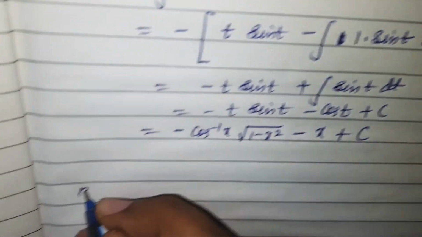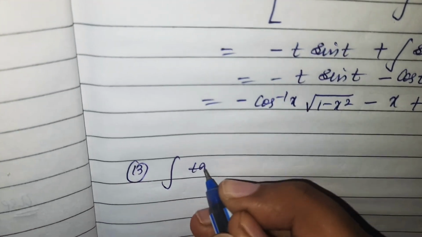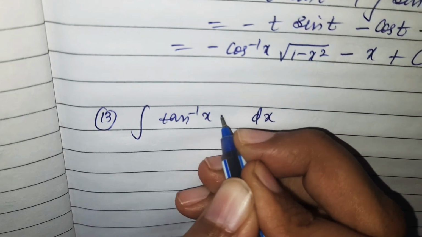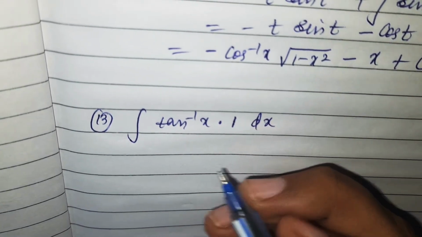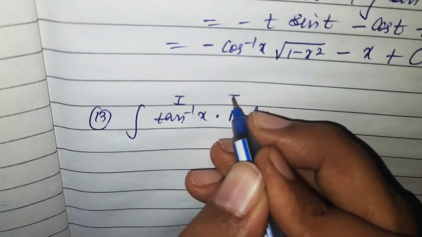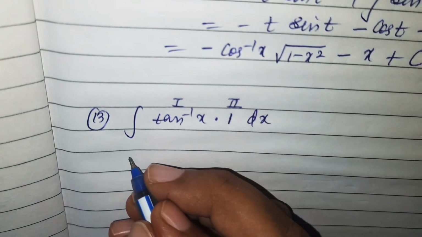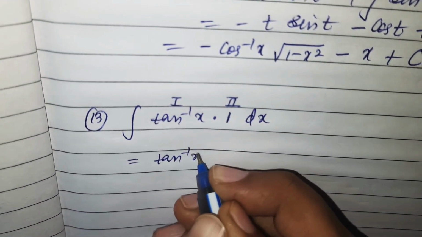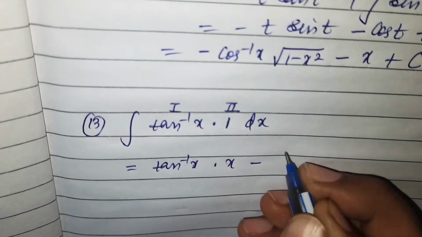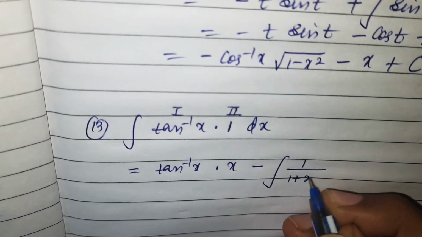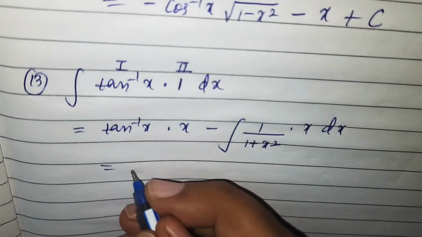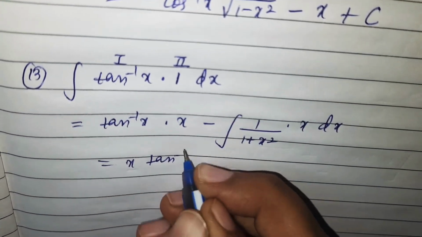Now come to question number 13. In question number 13, we'll have tan inverse x only. So what you need to do? Can we write it as 1 times tan inverse x? So tan inverse x is your first function, and 1 is your second function. First function same, integration of second function, minus integral of 1 upon 1 plus x square into x dx. So x tan inverse x.